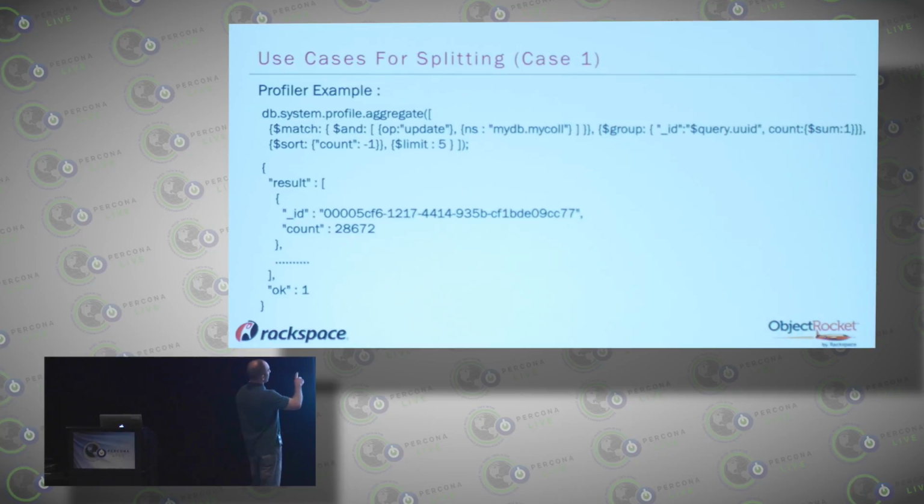So in this aggregation here, you're looking at your profile data. With a profile level of 2, it's going to record all operations. And what I'm doing for this particular update statement is grouping by the query portion of the update statement, so I know all the updates coming in for that UUID.